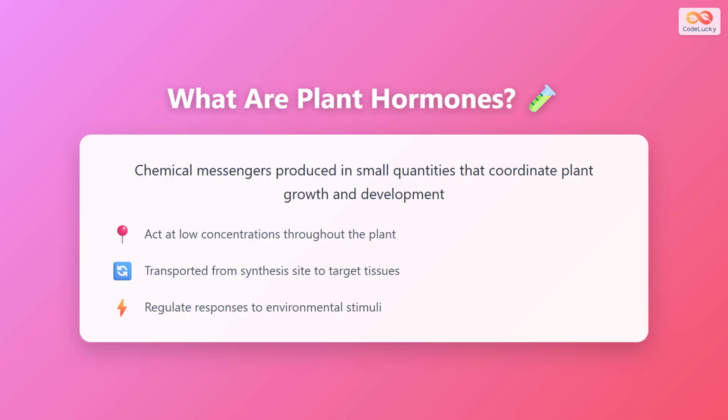One of their most important roles is regulating how plants respond to environmental stimuli like light, gravity, and stress conditions. Think of them as the plant's internal communication system, coordinating growth and development across all its parts.